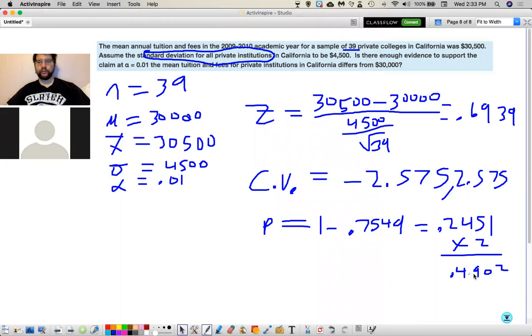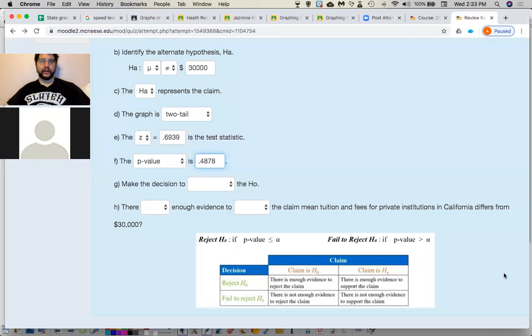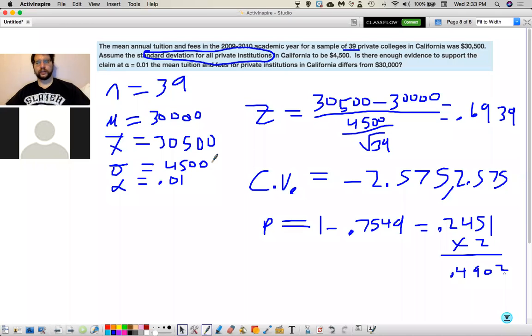We did it by hand, we got 0.4902. I'm sure they have a range of answers to accommodate that. They probably have 0.48 or 0.490 plus or minus 5 thousandths or something, who knows. But it's not going to be wrong if you use a TI or if you use a chart.